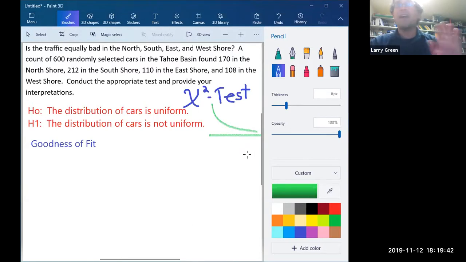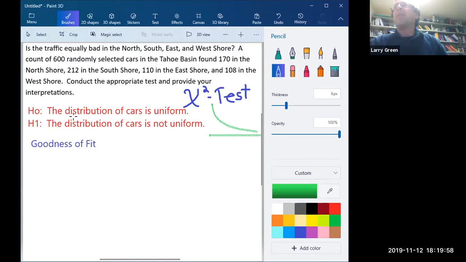This is an elementary stats class. But what I do want you to know is that if you have a question where you want to see if the distribution is something or is not that thing, then you're going to use what's called a goodness of fit test, which uses the chi-squared.